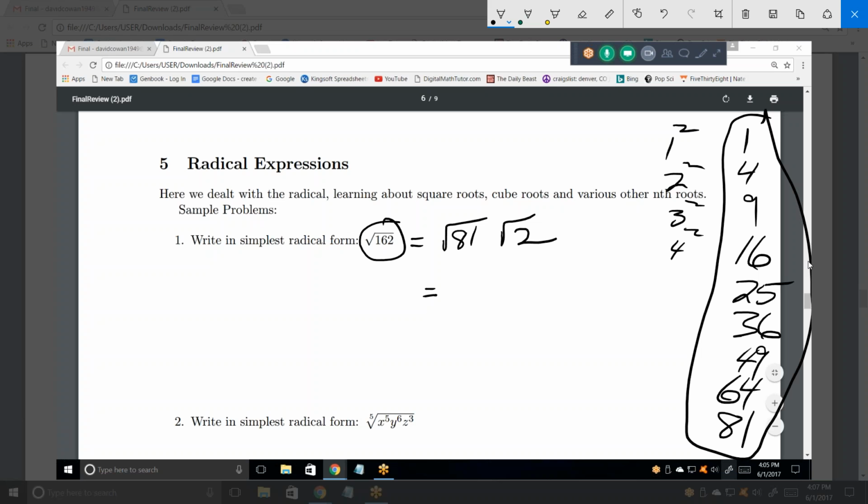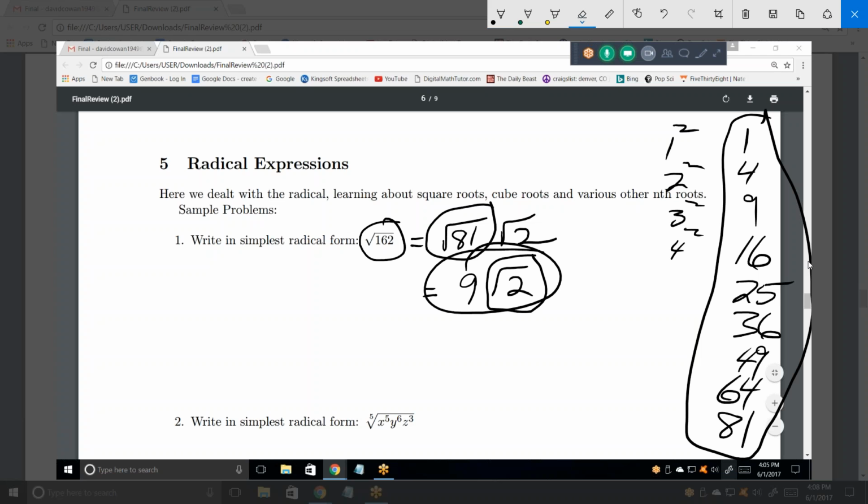Do you factor out the 81 after that? Simplify, what's the square root of 81? Oh, yeah. 9. So 9 root 2. That's the answer. It's always going to be that this part cannot be taken down anymore. In other words, if that cannot be factored down, then you've got your final answer.